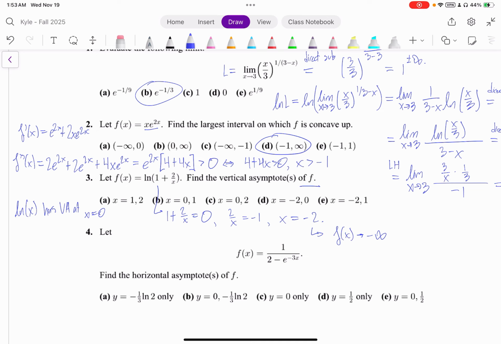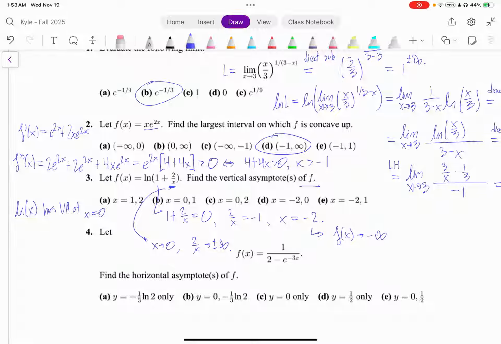And now the question is, okay, what is the other vertical asymptote? In particular, the other solution that we could have is if x is equal to 0, then this denominator is going to shoot up. So as x goes to 0, then 2 over x goes to plus or minus infinity.